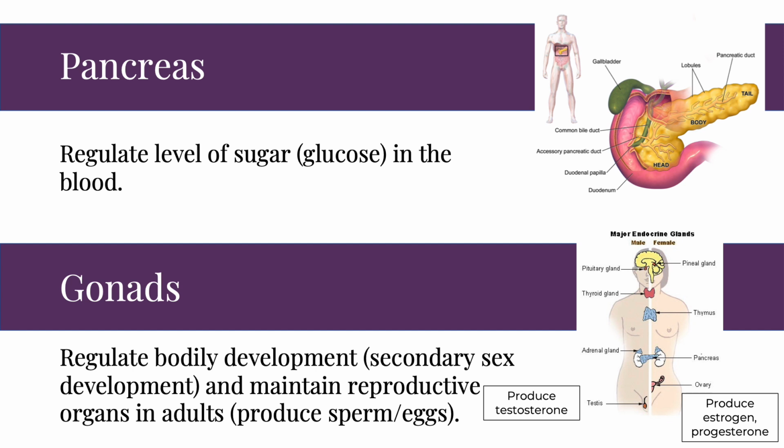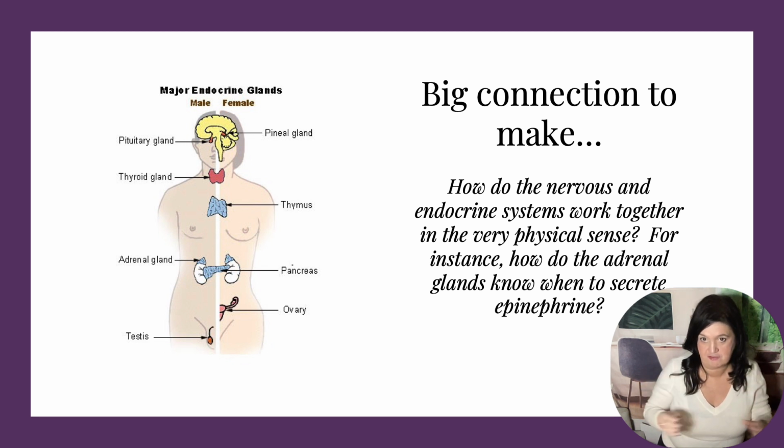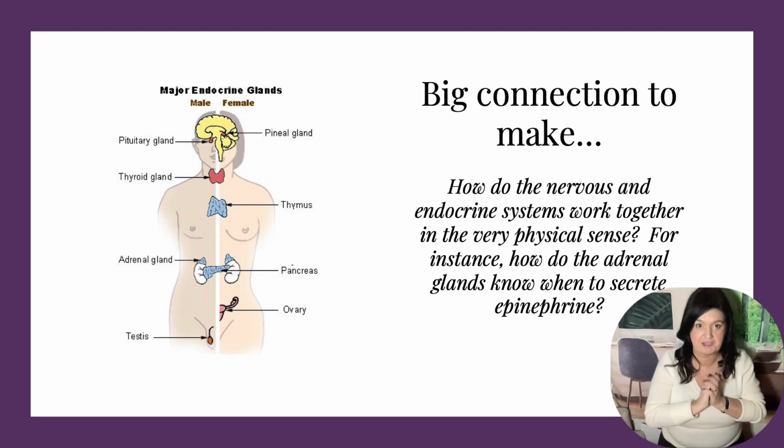Here's a big connection that you've got to be making between the last video and the notes that you took, this one, and this is a question that I have for you to reflect about individually. Okay, jot it down in your notes and then talk about it in class the next time that you're there. How do the nervous and the endocrine systems work together in a way that is very physical, okay? In the physical sense. I've kind of already said this before, but I want you to point it out. For instance, how do the adrenal glands know when to secrete epinephrine or adrenaline? Okay, so go ahead and pause and reflect on that question a little bit and get it answered on a post-it note or something in your notes. Be ready to talk about that in class when we meet up for this video.